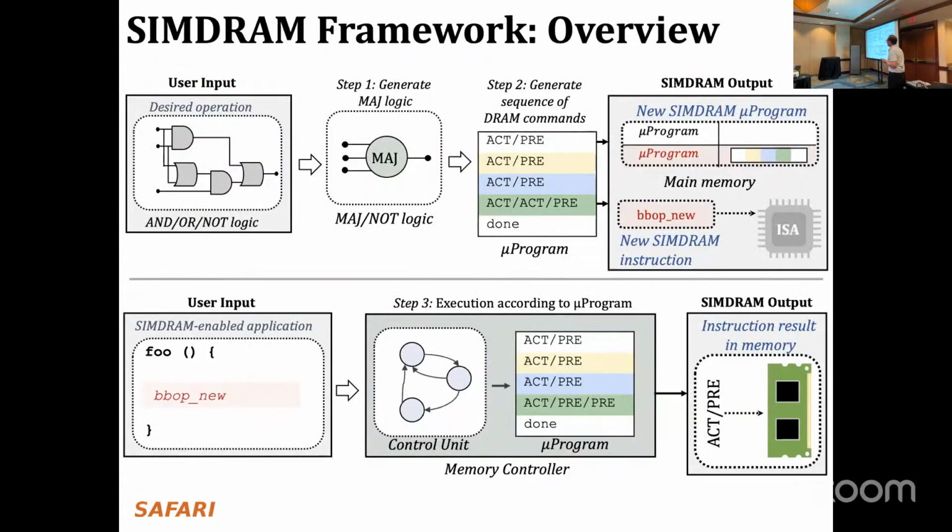I'll go through it relatively quickly. Basically, with this sort of substrate, you can accelerate essentially anything because it's functionally complete, right? Now, how do you expose it to the programmer? The software is another question.